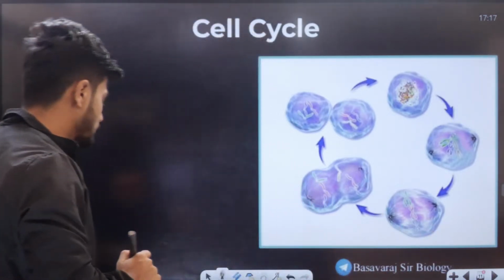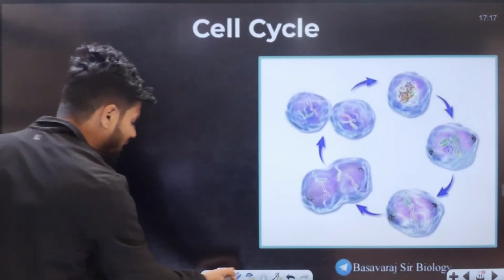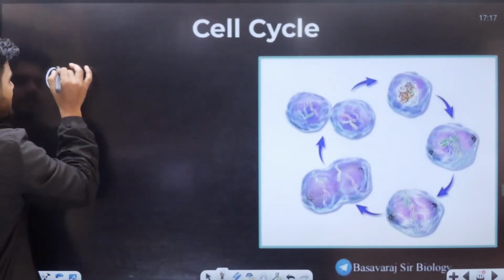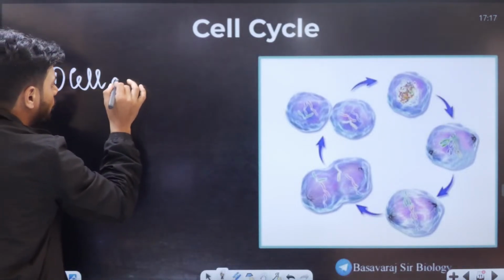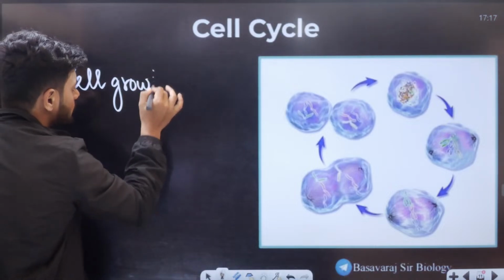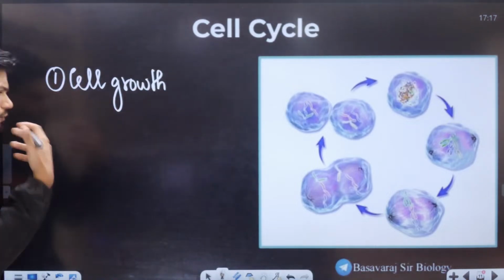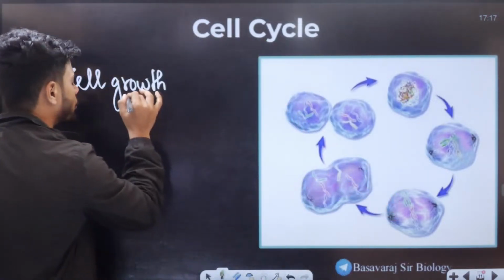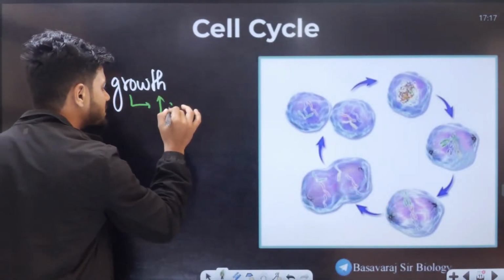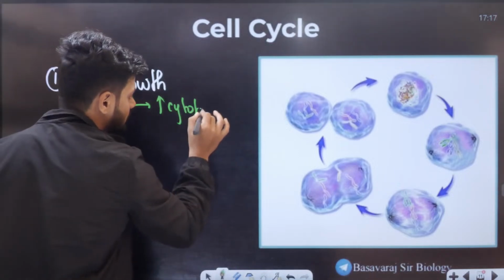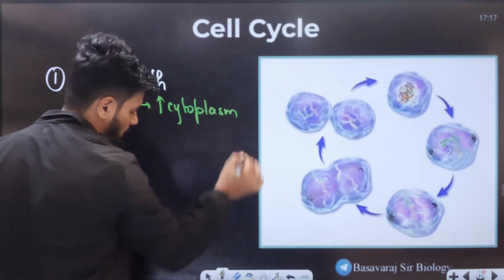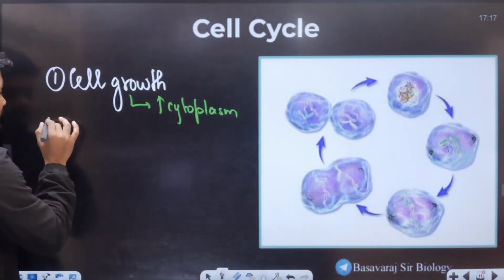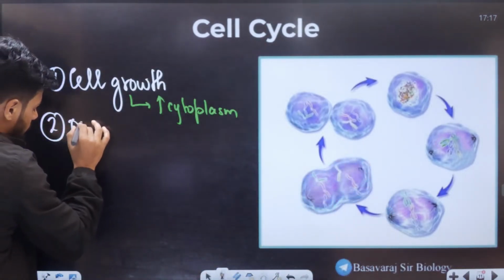For example, let's say the first segment of a cell cycle is called cell growth. It is called cell growth. In the case of cell growth, obviously, students, what is happening? Can anyone tell me in the chat? In the case of cell growth, there is increase in the cytoplasm. Okay, done. Now, the second thing is going to be DNA replication.